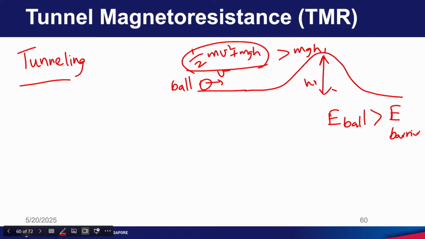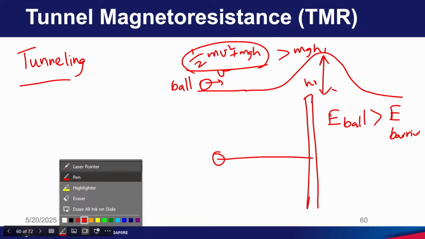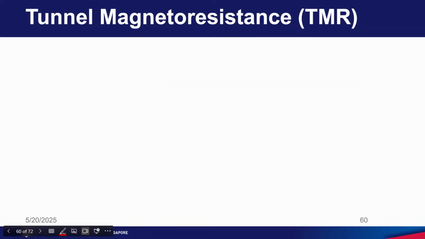On the other hand, let us say this is the ball and you have a very huge wall, then the ball cannot cross, it will stop or bounce. Okay, so, this is what we know classically, but in quantum mechanics you know that electrons can behave like waves. So, we have a wave packet associated with the electron.